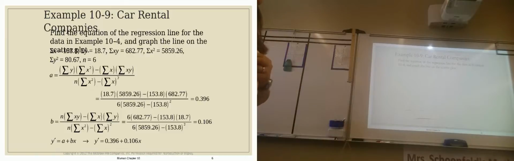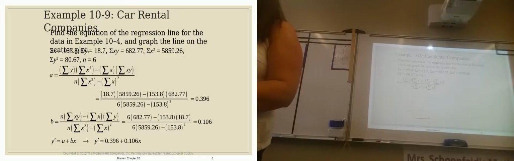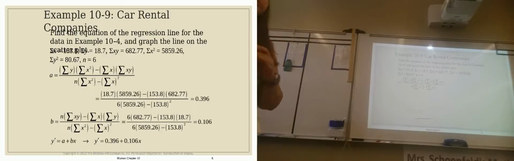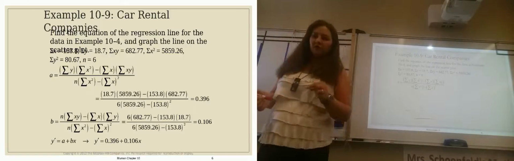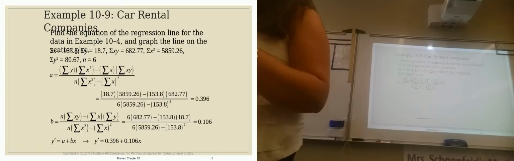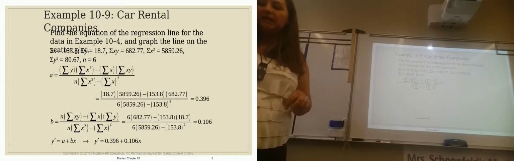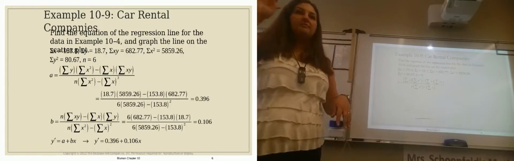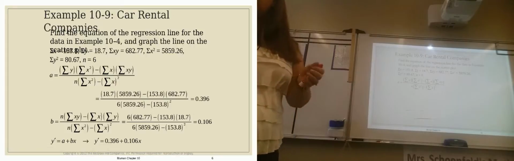Okay, find the equation of the regression line for the data example in 10.4 and graph the line on the scatter plot. So the data example is, so they give us all these things. Do we still have 10.4 in our calculator? Because that would be cool if we did. And we don't. So for 10.4, that was the car company and the cars and millions in revenue. So we did that one yesterday.